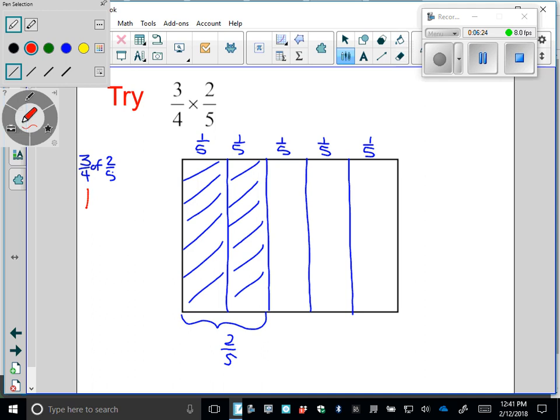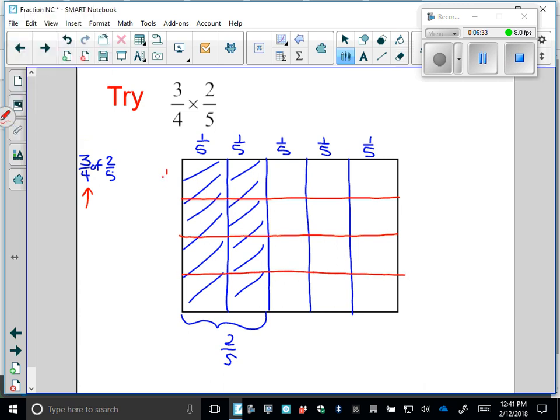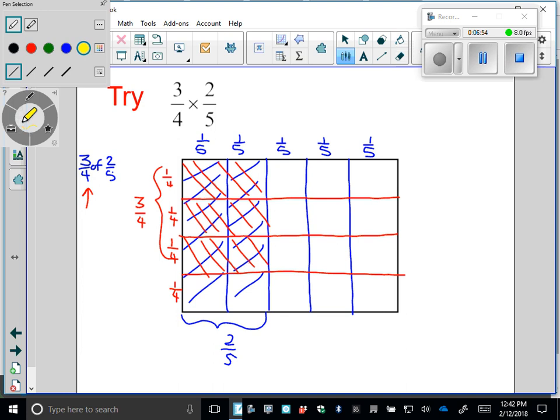Now I'm going to do 3/4. So I divide in the other direction. This is a 1/4. That's a 1/4. That's a 1/4. That's a 1/4. That's 3/4. I'm going to shade 3/4 of the 2/5. This is the overlap.